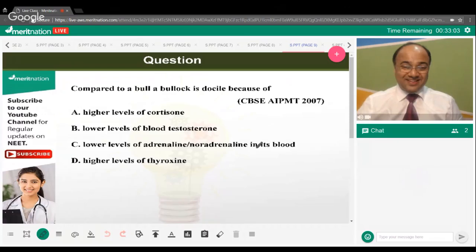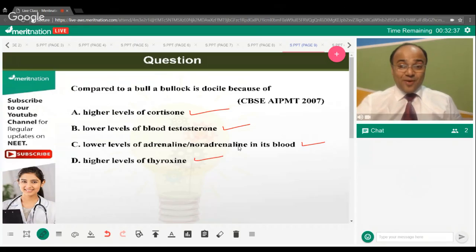Right. So compared to a bull, yes, Suhas, you are right. So compared to a bull, a bullock is docile because of higher levels of cortisol, lower levels of blood testosterone, lower levels of adrenaline, noradrenaline in its blood, higher levels of thyroxine. So Abreen says it is option B. Okay, what about Meghna?